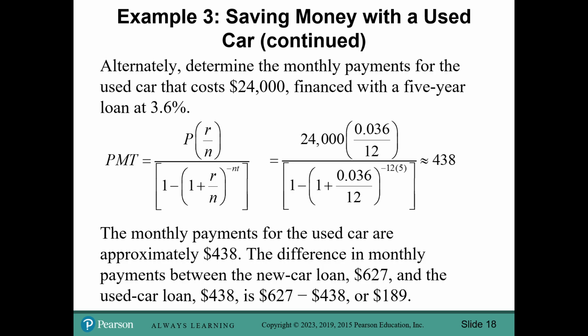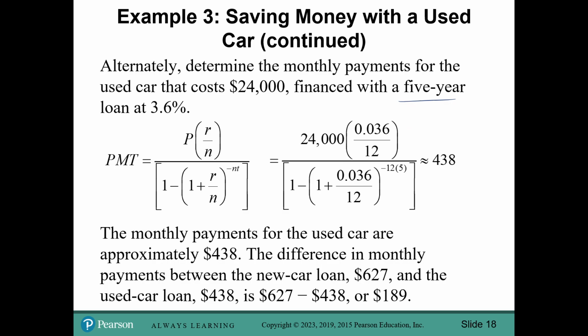All right, we're going to plug that in. Divided by 1 minus 1 plus 0.036 divided by 12 raised to the negative 12 times 5, because this one now is a 5-year loan. That gives us approximately $438 a month. So the monthly payments for the used car are approximately $438.